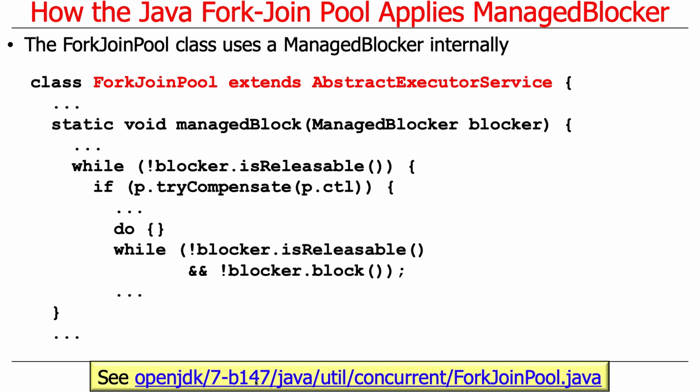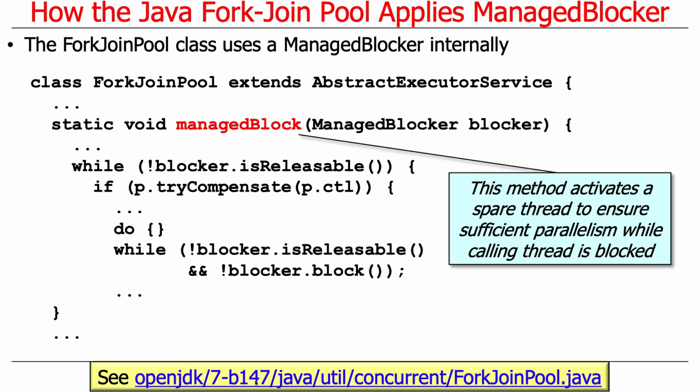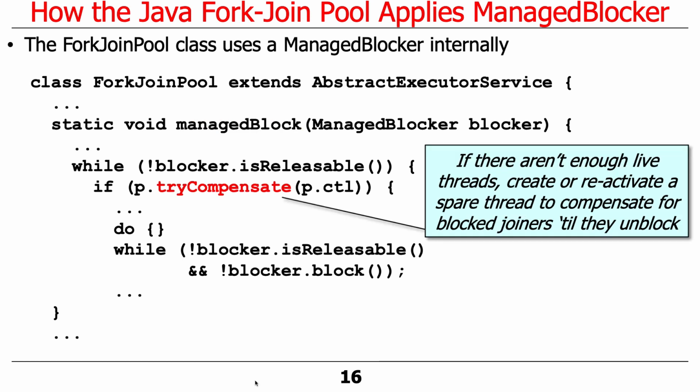So this is how the ForkJoin pool itself will implement these behaviors using the ManagedBlocker interface. As you can see, here's the ForkJoin pool class. It's got this ManagedBlock method, and it's passed a ManagedBlocker. And this ManagedBlock method will conditionally activate a spare thread, a new thread, to ensure that there's enough parallelism to keep things making forward progress if the calling thread will block. And it does that by this internal call known as try compensate. Try compensate, as the name suggests, tries to compensate for a blocking thread by automatically spawning another thread in the background to take over while this thread blocks.